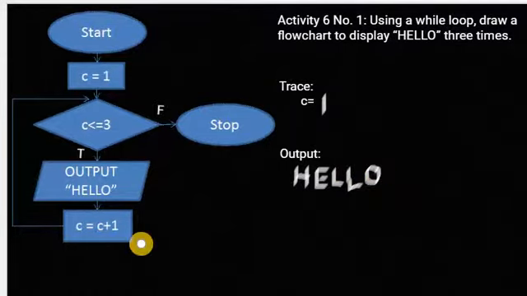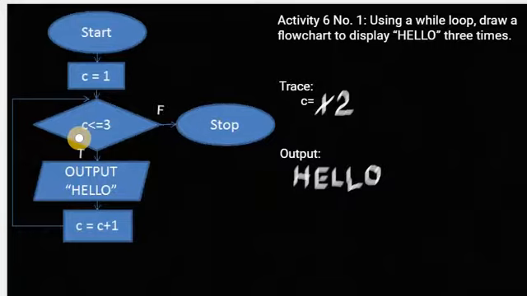Okay, next. Following the direction of the arrow, we have C is equal to C plus 1. So we have 1 plus 1 is 2. The value 2 goes to the variable C. So now we're going to remove this because it will now be replaced with the new value 2. Then we follow the direction of the arrow. It goes back to the condition.